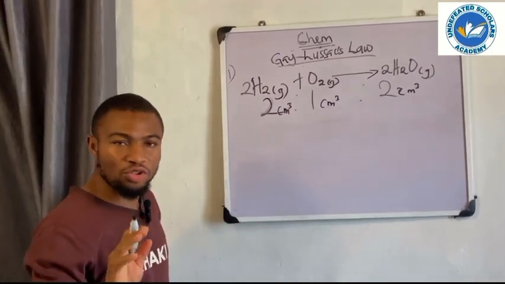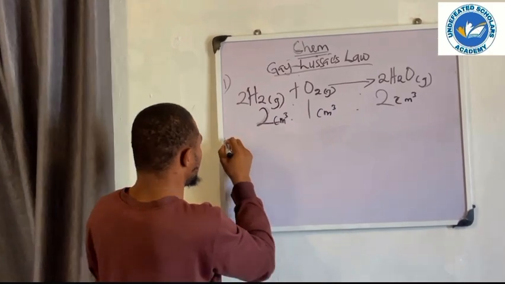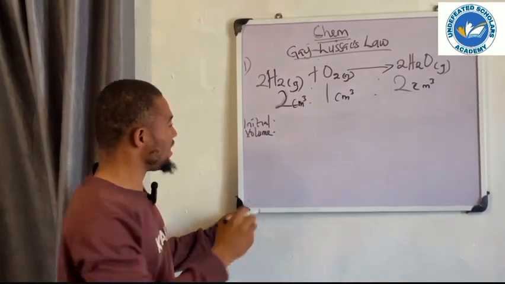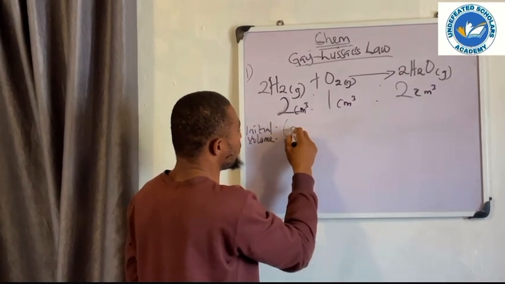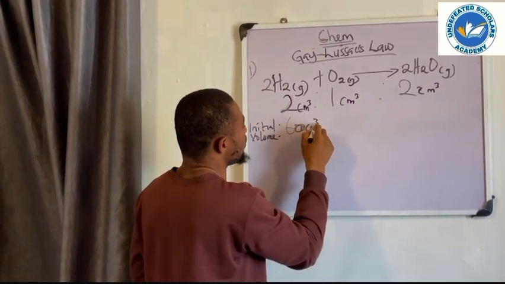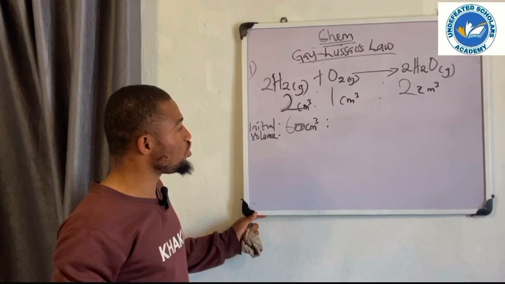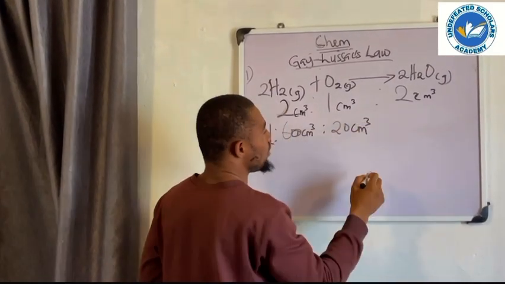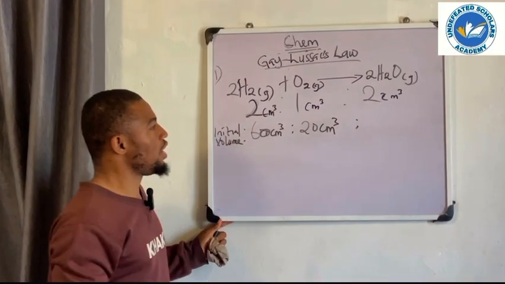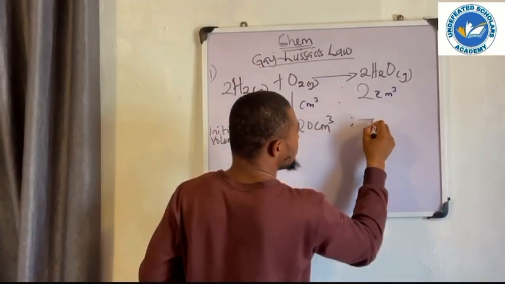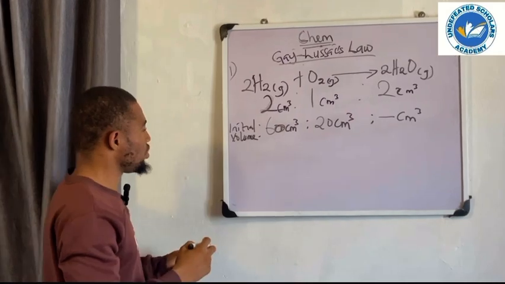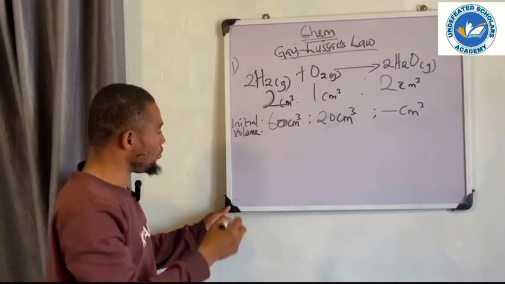We'll talk about the initial volume before sparking. The volume of hydrogen before sparking is what? 60 cm³. That of oxygen is what? 20 cm³. There's no volume for water vapor yet. So, reacting volume.